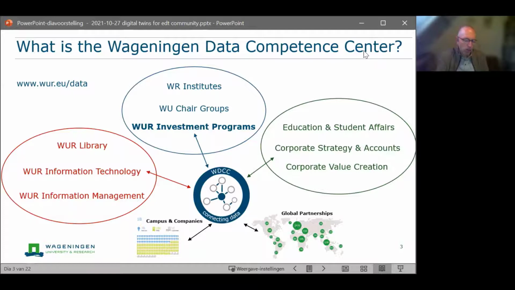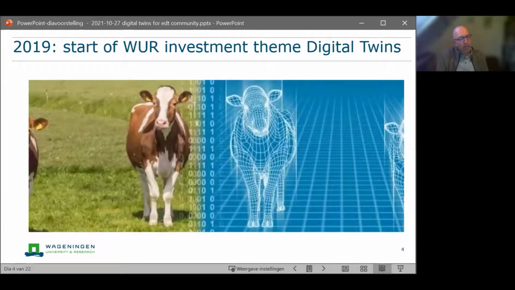So partly we coordinate investment teams like the one I will be talking about. Partly we are a kind of front door to people looking for expertise, and partly we organize courses and do representation for the university. So the Wageningen Data Competence Center started in 2017. And in 2019, we were asked to organize the investment team.